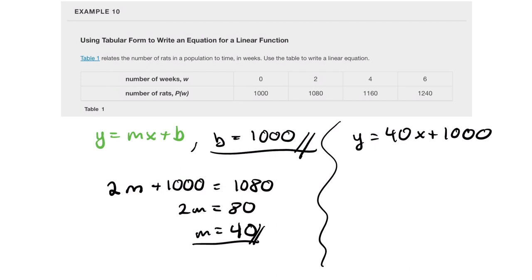But then let me put it in context. So P of W is going to be 40W plus 1,000. So that's another way that we can do this. I just did it in terms of x and y first, and then put it in the right units at the end. So for instance, when W is 0, we get 1,000. When W is 2, we get 1080. When W is 4, 1160. When W is 6, 1240, right? It checks out.